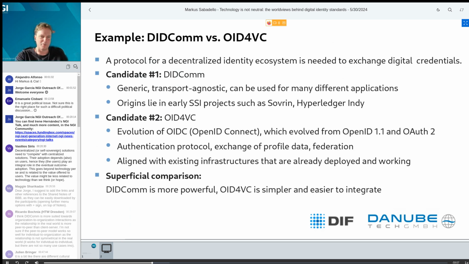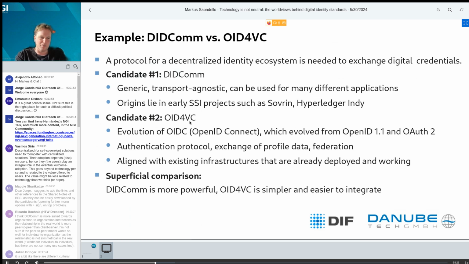And in the last few years, there have been a number of proposals, and I picked out 2 of them, right? So one of them is DIDComm, and the other one is OID for VC. DIDComm has been developed as something completely new, right? It's a protocol. It's generic. It's transport agnostic. It can be used not only for digital identity but also for other applications, and it originates from some of the early self-sovereign identity projects, such as Sovrin, Hyperledger Indy.